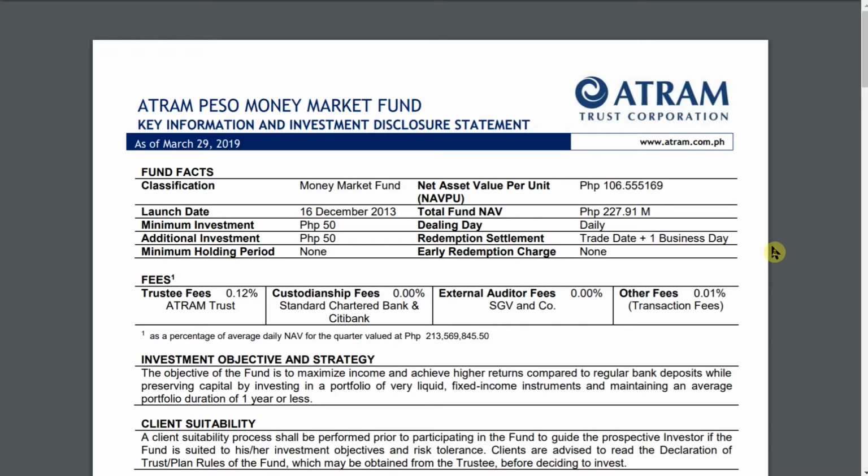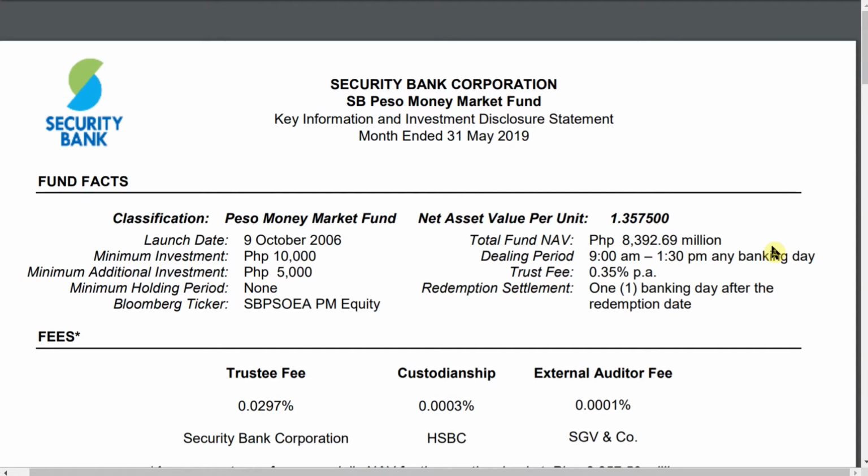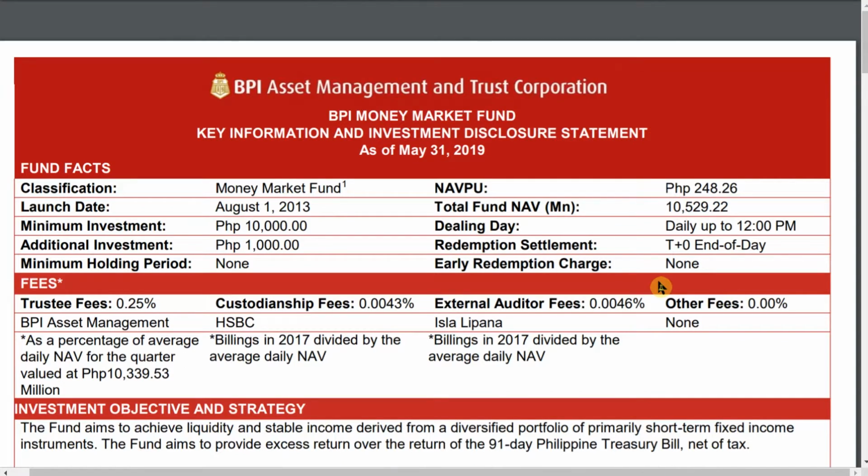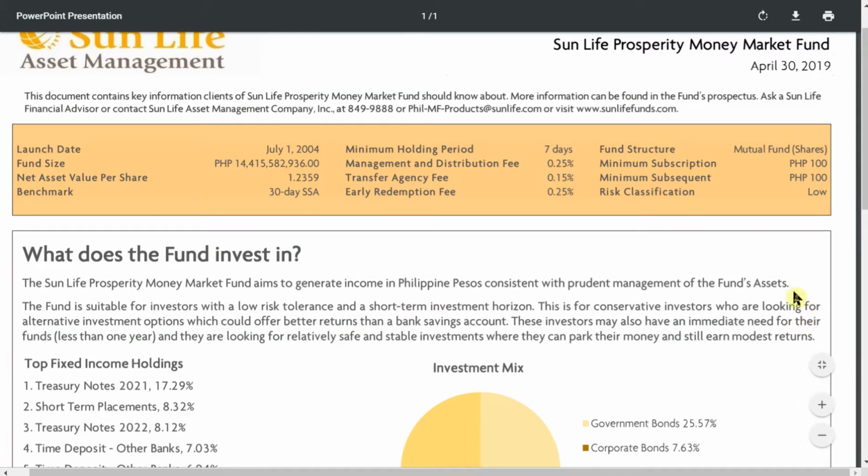I'm going to show you 3 other companies' Peso money market funds for comparison. First, Security Bank Money Market Fund. As you see under the fund fact, the trust fee is 0.35% annually. Second, BPI Money Market Fund. The total of the fee is about 0.26% annually. Third, Sun Life Prosperity Money Market Fund.